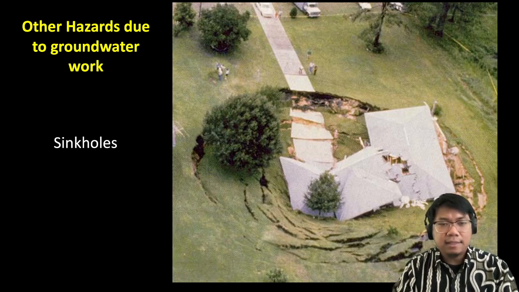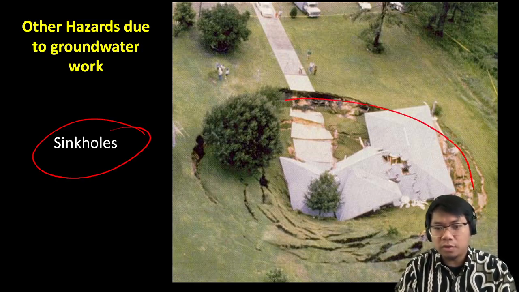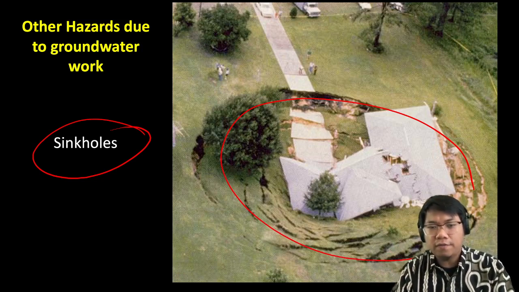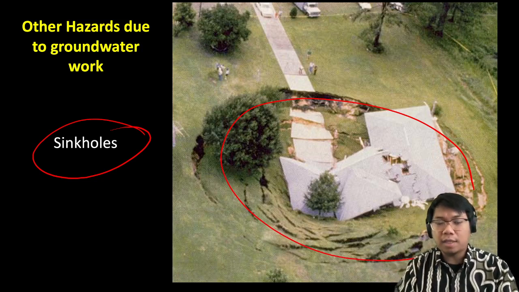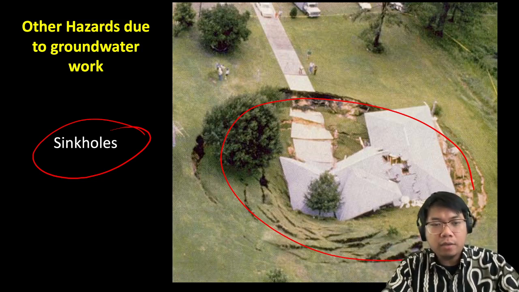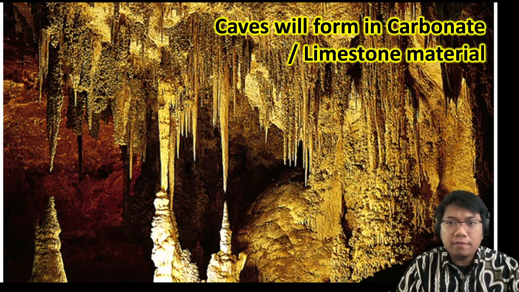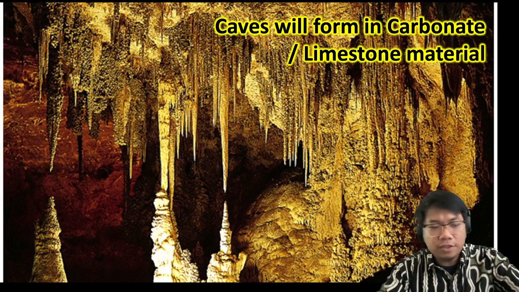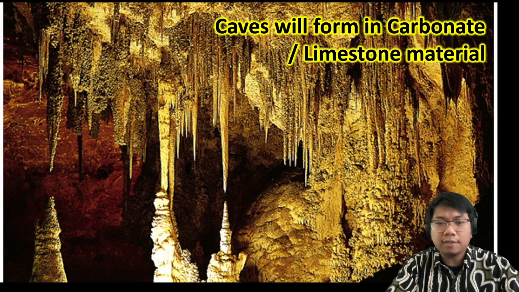The very last effect would be sinkholes. Sinkholes are literally just big holes that form on the ground surface, and typically this happens because of the presence of limestone or carbonate bedrock, and these bedrocks are known to be something that can get easily dissolved in water. So as you can see here, I give you an example of caves that form in carbonate or limestone material. And again, the formation of caverns right here is mostly caused by dissolution of limestone or carbonate rocks.